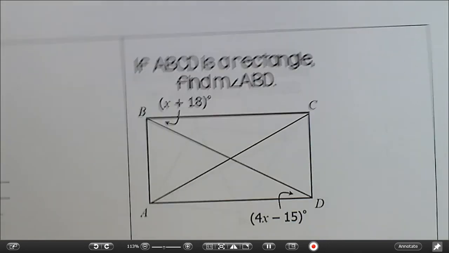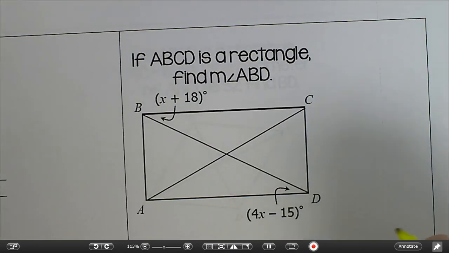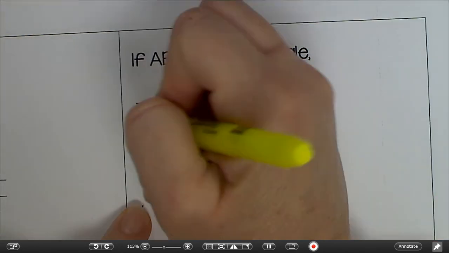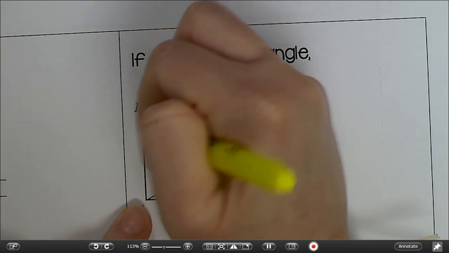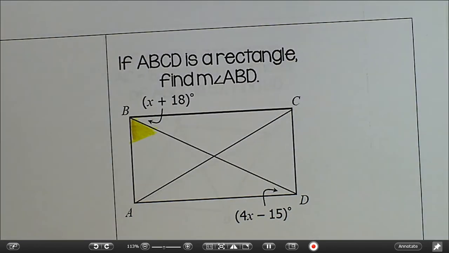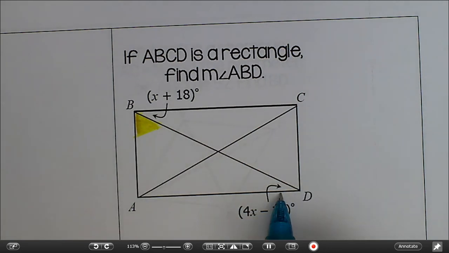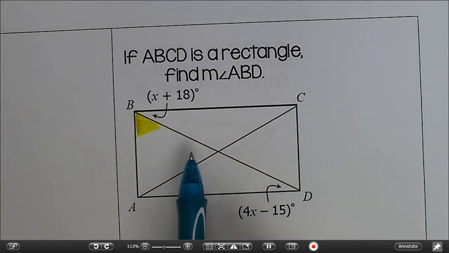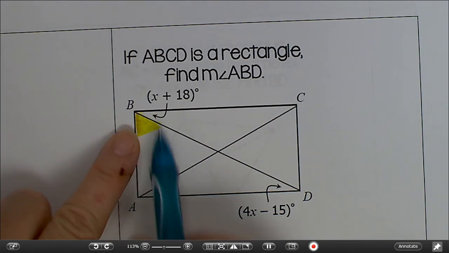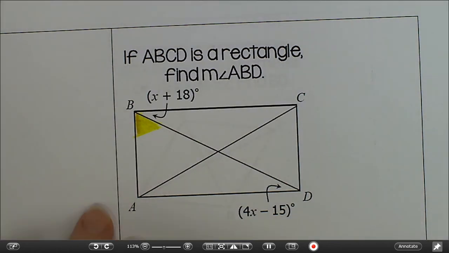If ABCD is a rectangle, we want to find the measure of angle ABD, right here. Now this is a problem about angles, so we're going to think about our angle relationships. In a rectangle, opposite angles are congruent, and same side or consecutive angles are supplementary. So we could do that.